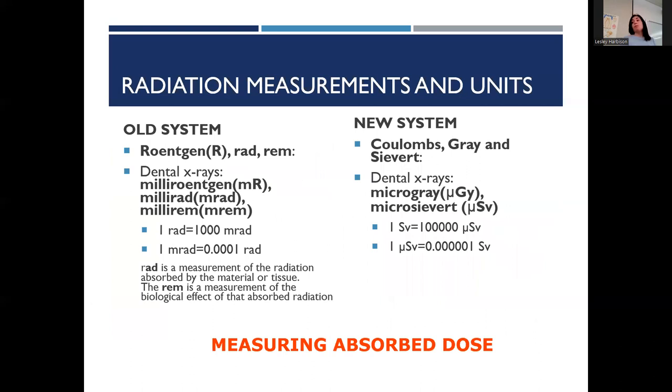Measuring, yes, it's measuring the absorbed dose. I think it's the REM. The book says it; I don't even know. I might have it in the notes. I think it's REM and Sievert that measure absorbed dose. Yeah, REM sleep.